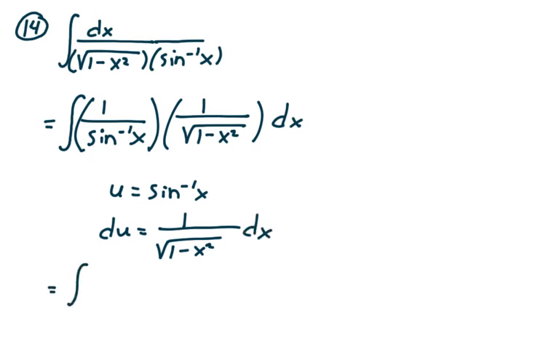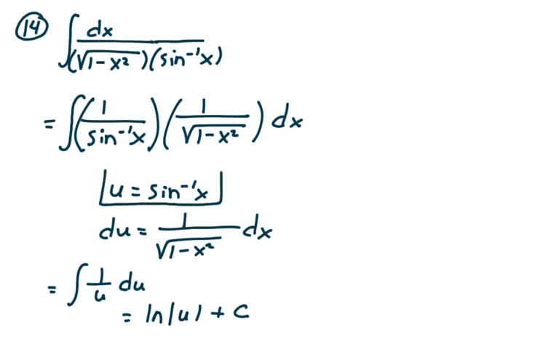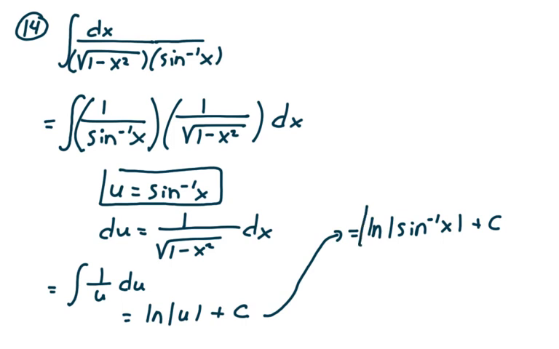And so this is the integral of 1 over u du, which is natural log of the absolute value of u plus c. But remember, u is arc sine x. So we could write this as natural log of the absolute value of arc sine x plus c. And that's how you do problem number 14.